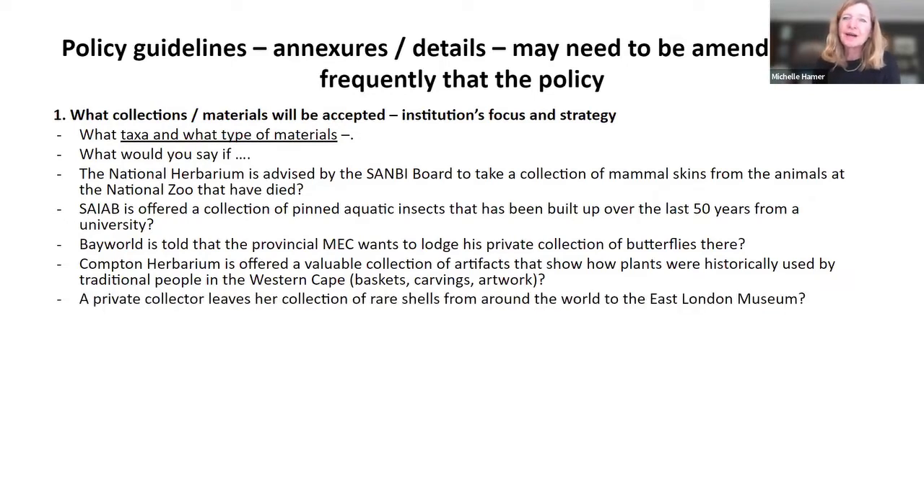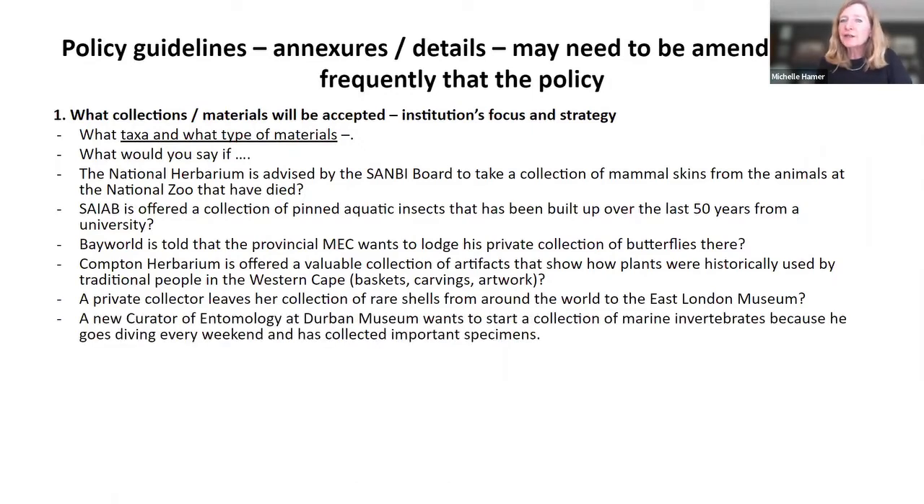Next one. A private collector leaves her collection of rare seashells from around the world to the East London Museum, and there's thousands of them. Do they take them? They've got a mollusk collection. Do they take them or not? Next one.